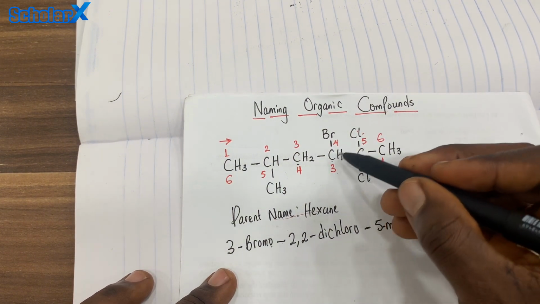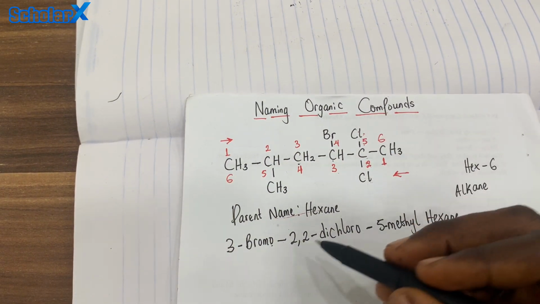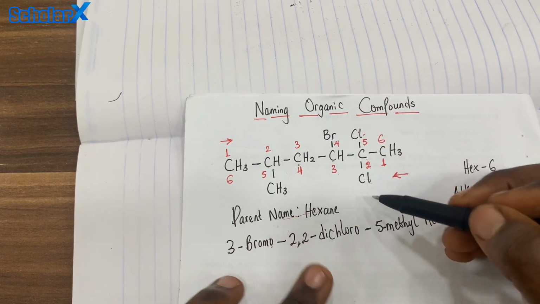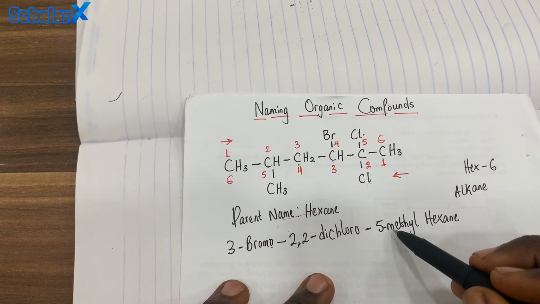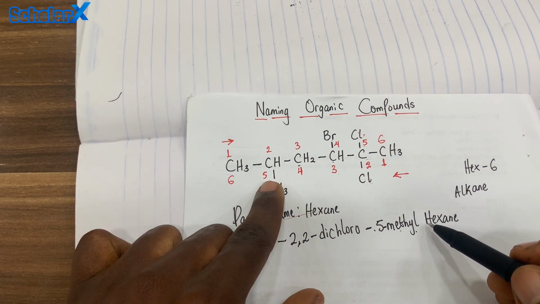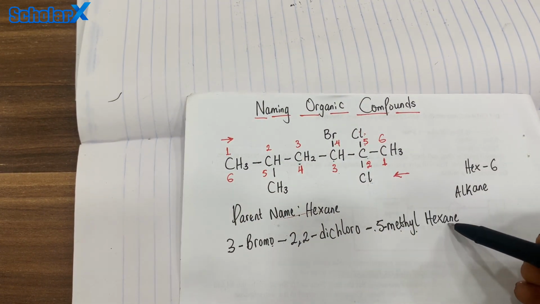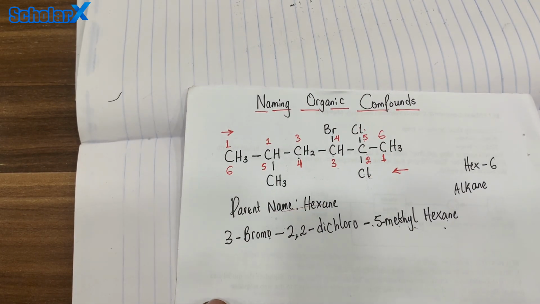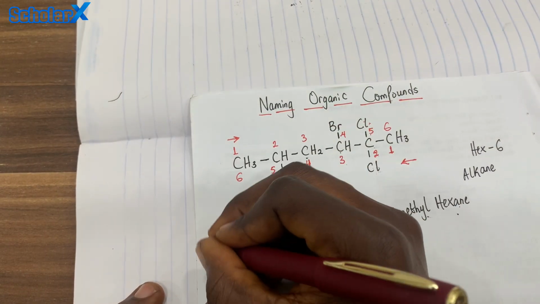So this organic compound, the name is what? 3-bromo, because you have this on the third, and B comes before C, right? 2,2-dichloro, because you have two chlorine, all right? And then 5-methyl-hexane, because this is on the fifth carbon, all right? We are moving left. Hexane, because the parent name of this compound is hexane. So this is the naming of this compound.